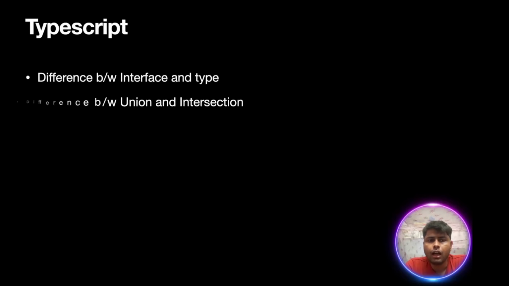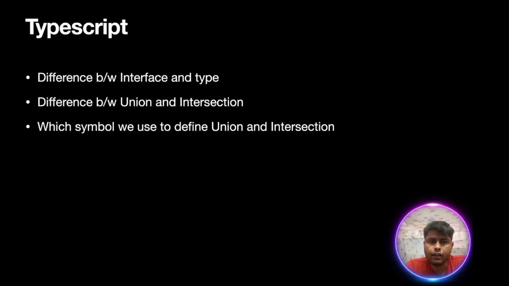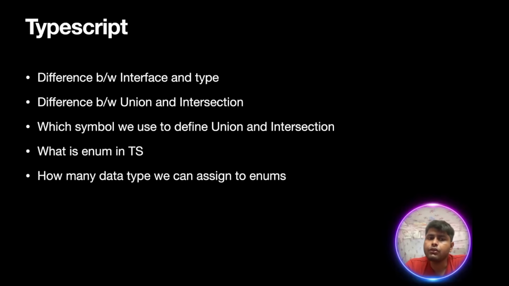Then he moved towards the second part of the round, that is TypeScript. In TypeScript he asked some basic questions like what is the basic difference between interface and type, and what is the difference between union and intersection, and how we can define union and intersection in TypeScript. He asked me what is enum in TypeScript and what type of data we can store in enums. He asked me what is generic in TypeScript. So basically these are the questions he asked me in TypeScript.